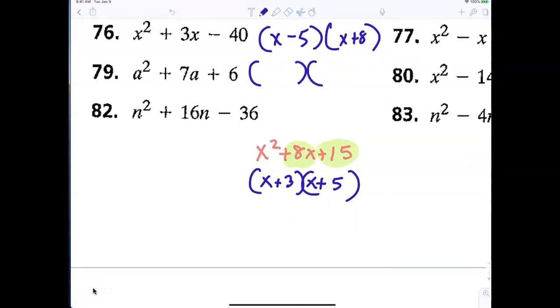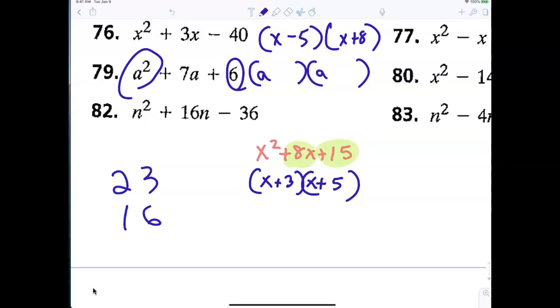All right, Ian, just to throw you off a little bit here, let's go. 79. I'm asking you about, first thing is A squared. A and A. Now, stop and listen to me. What are the factors of 6? 2 and 3, and what else? Now, which one of those can make 7? Write that down if you need to. 1 and 6. Now, I want it to be positive 7, so both positive. You are amazing.